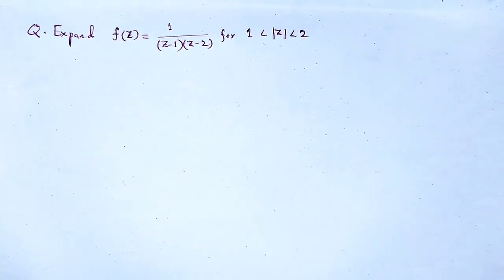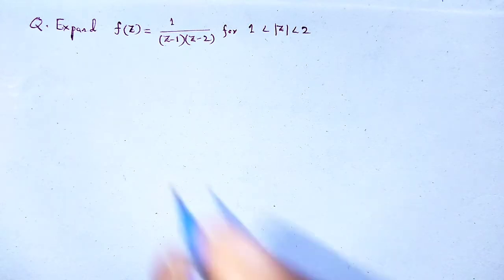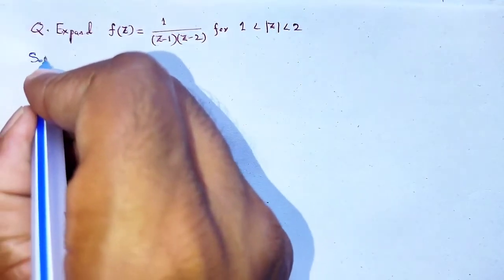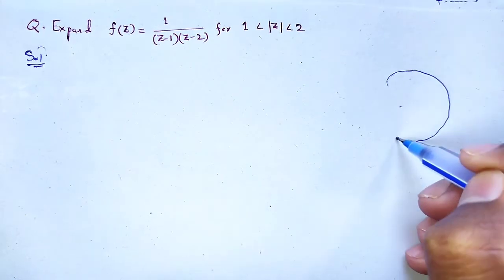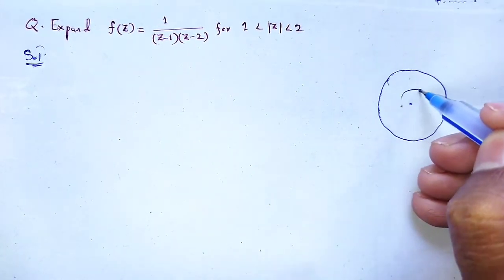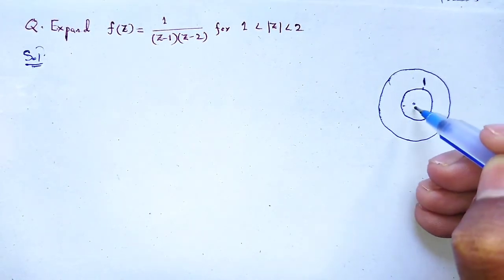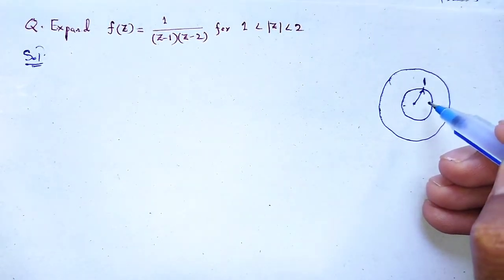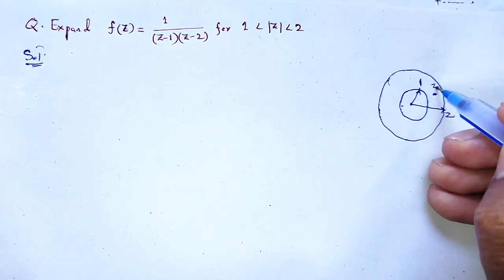Expand the given function f of z, which is equal to 1 divided by (z minus 1) into (z minus 2), for z in the given range 1 to 2. Here we take the closed curve, concentric circles, let that point here be 1, here is the point let 2, within that we have z.